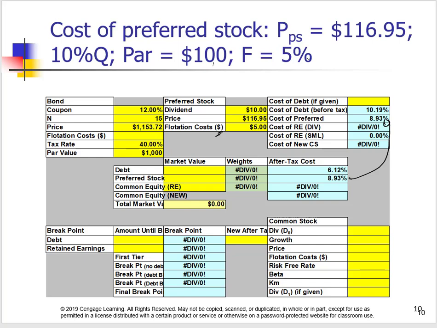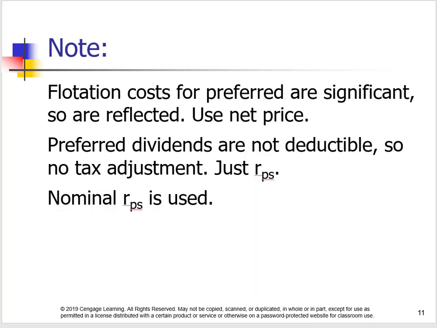When we think about stocks, typically flotation costs are a little bit more expensive for stocks than they are for debt. So we may want to incorporate flotation costs. Again, if they're real small, we don't need to worry about it all that much. And again, I just mentioned it here on this slide. They're not deductible, right? So there's no tax adjustment. So the after-tax cost is exactly equal to the before-tax cost for preferred stock.